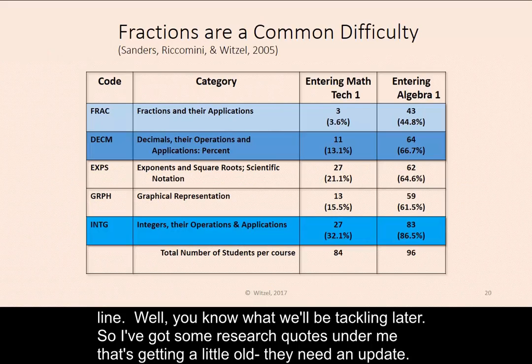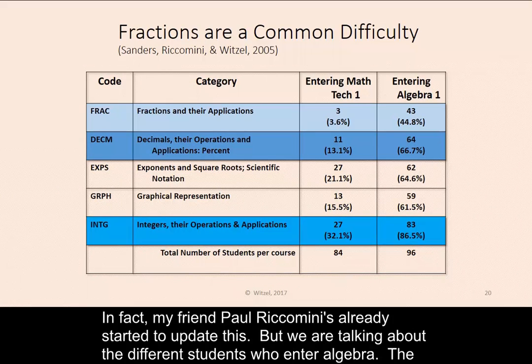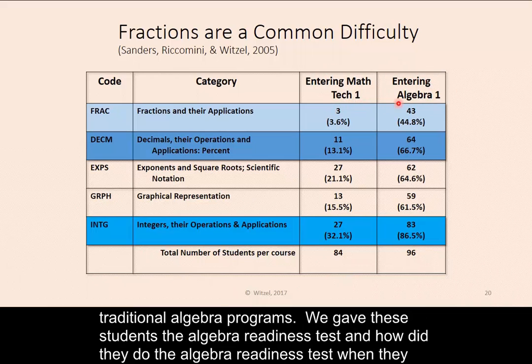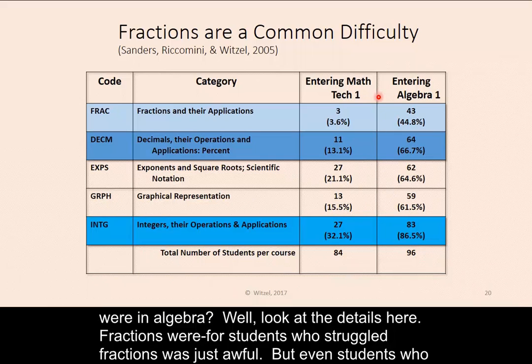So I've got some research closer to me that's getting a little old and I need to update. In fact, my friend Paul Riccometti's already begun to update this. But we're talking about the different students who enter algebra. The students who enter algebra in this state, it was called Math Tech, which meant the alternate algebra programs. And this is the traditional algebra programs. We gave these students the algebra readiness test. And how do they do on the algebra readiness test when they're in algebra? Well, look at the details here.